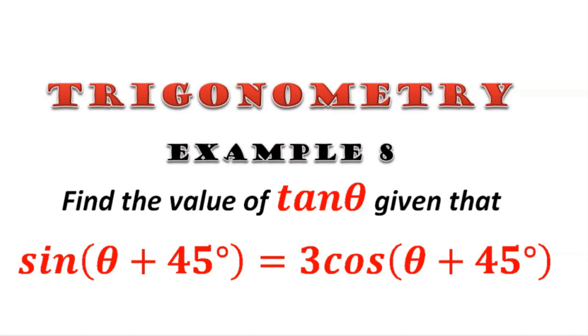Find the positive value of tan theta, given that sin(theta + 45 degrees) is equal to 3 cos(theta + 45 degrees).